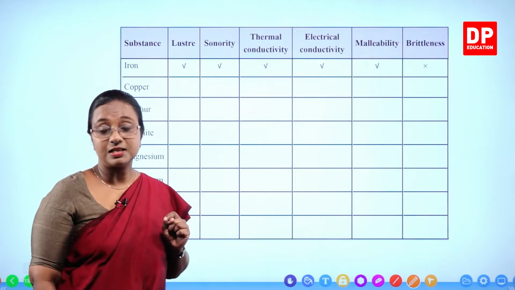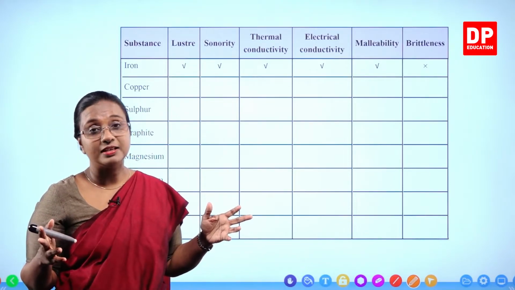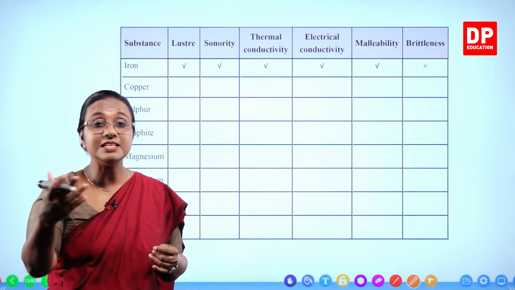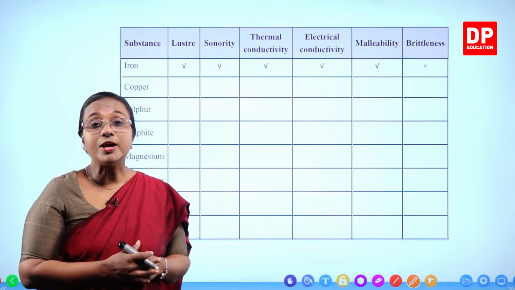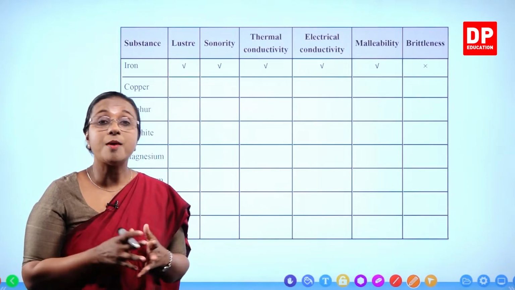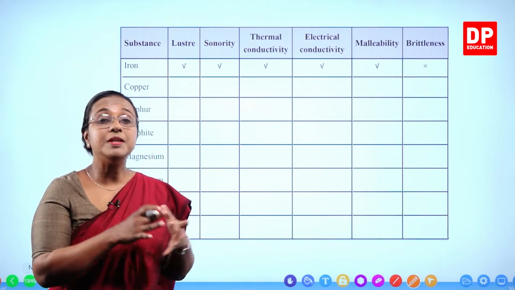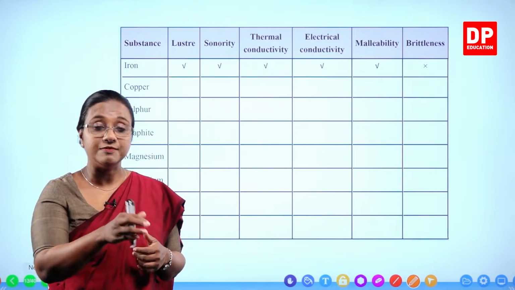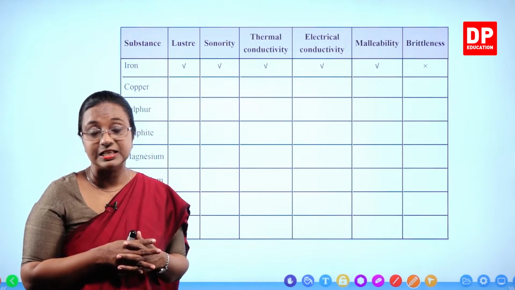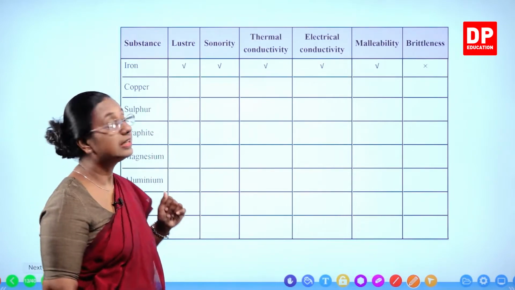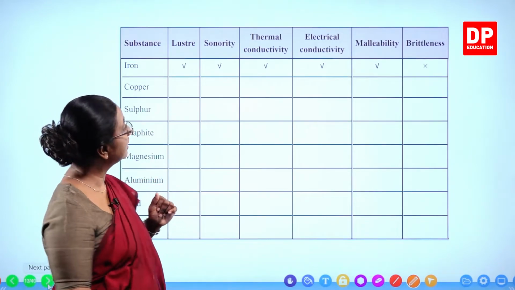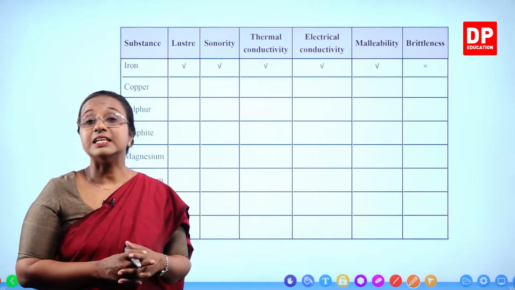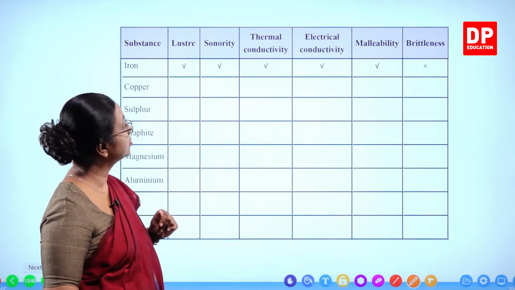Then thermal conductivity. I'm sure you all know that. Vessels made of steel. Steel is a type of alloy of iron. So vessels made up of iron, if you keep it on the cooker, obviously they become hot. And if you touch it, you can feel the heat. So that means they conduct heat. So they show thermal conductivity. Electrical conductivity. Iron can conduct electricity. So that is also there.